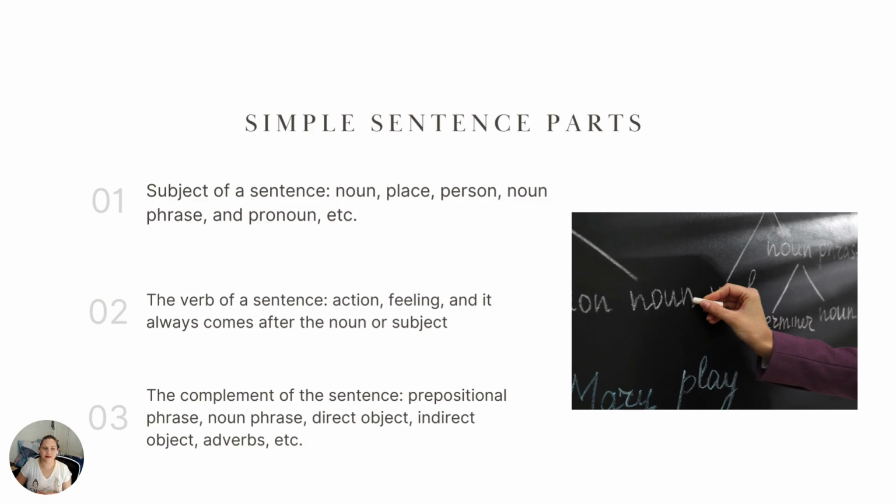And then comes the complement, which is kind of the end of that thought or the sentence. And that can be anything from a prepositional phrase, an adverb, an adjective, a noun phrase, a direct object, an indirect object. It can have many names depending on what type of phrase is at the end of that sentence.